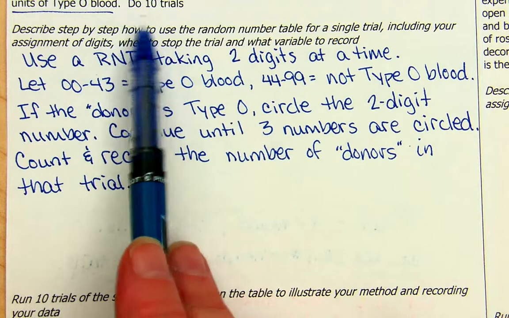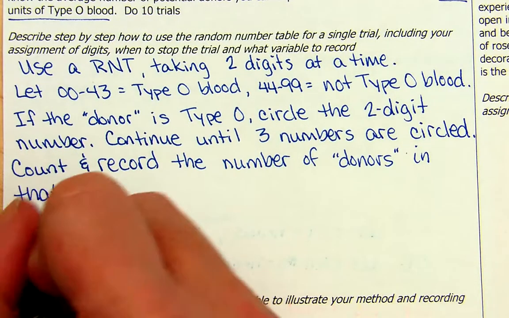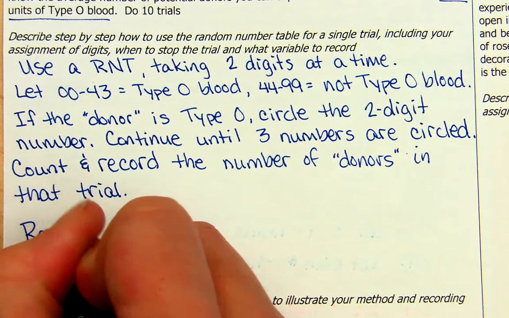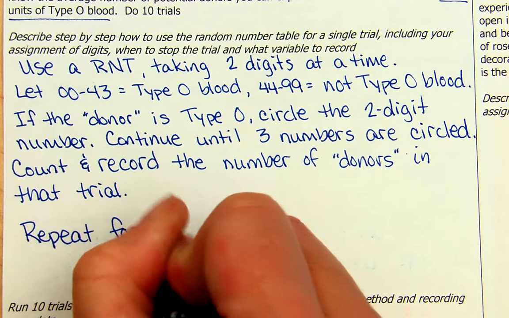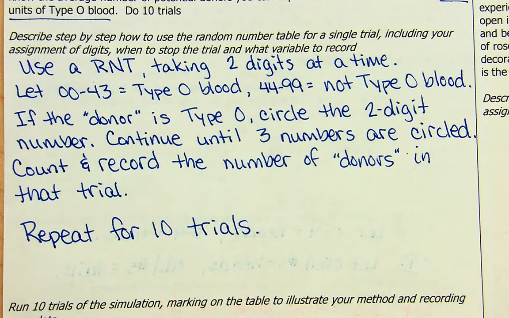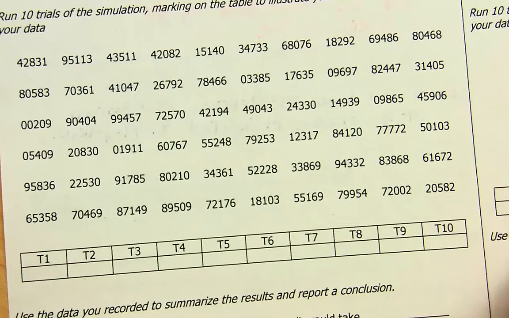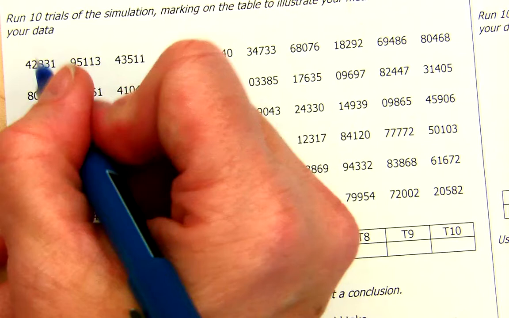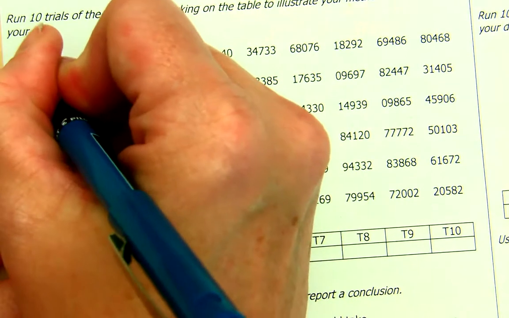And here they want us to do 10 trials, so I'm going to say repeat for 10 trials. Okay with instructions? Makes sense. So now we're just going to come down here to our random number table and we're going to follow those instructions. So I'm going to go to a 2-digit number, 42. That's a type O, so I'm going to circle it.